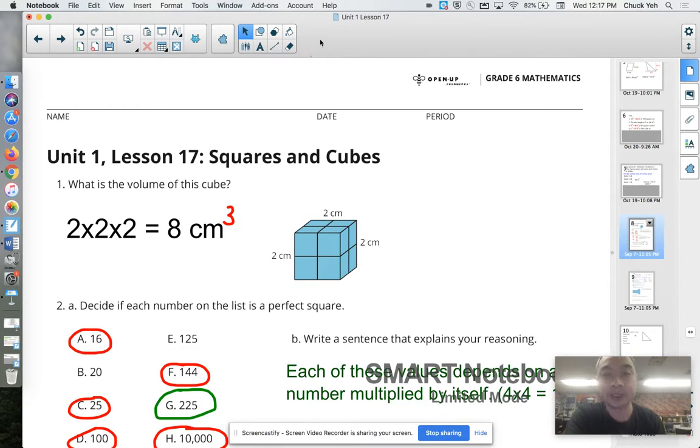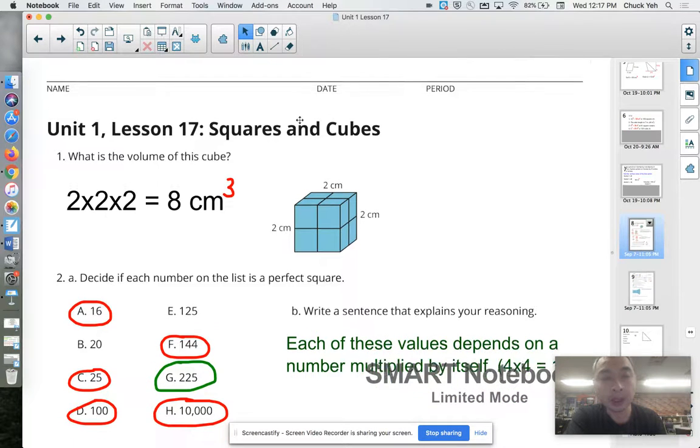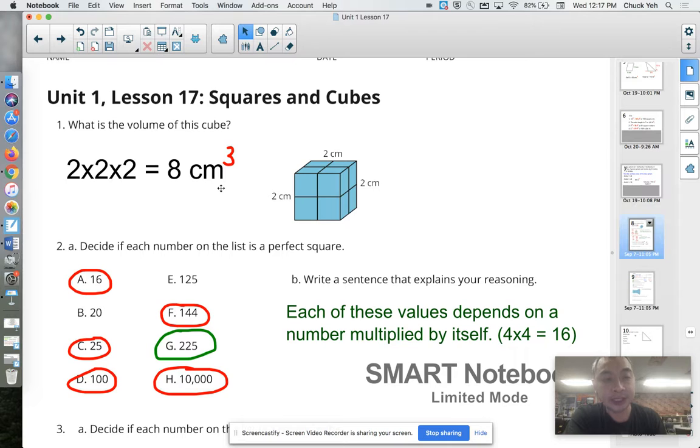I went over the Lesson 17 answers, the homework that we did. Number one is 8 centimeters cubed. We're just multiplying 2 times 2 times 2.